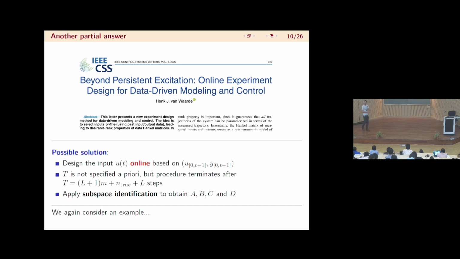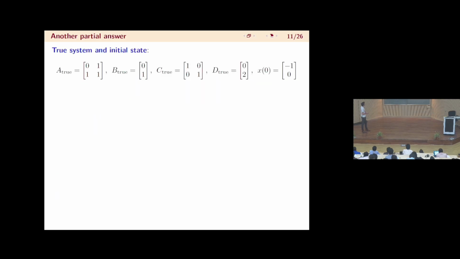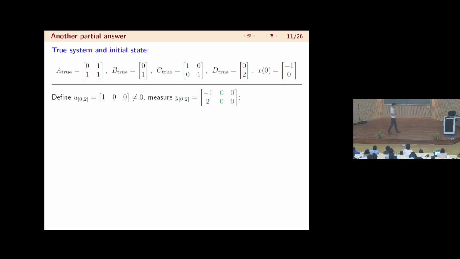Let's consider also an example of this online method. I study the same system as before, initialized in the same initial condition. It turns out that using that online method, the first three inputs you can choose arbitrarily, but not all 0. So I choose them as 1, 0, 0. And we measure the corresponding outputs of the system, like this.